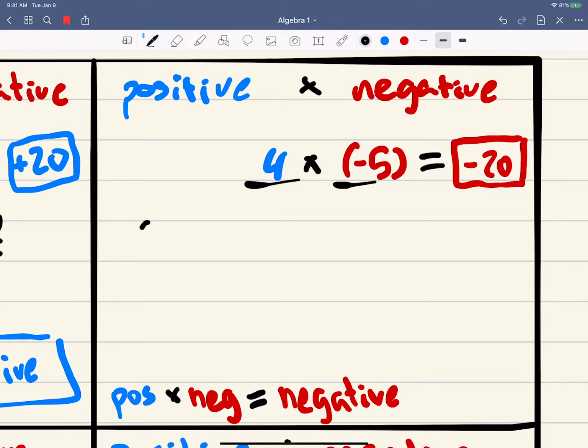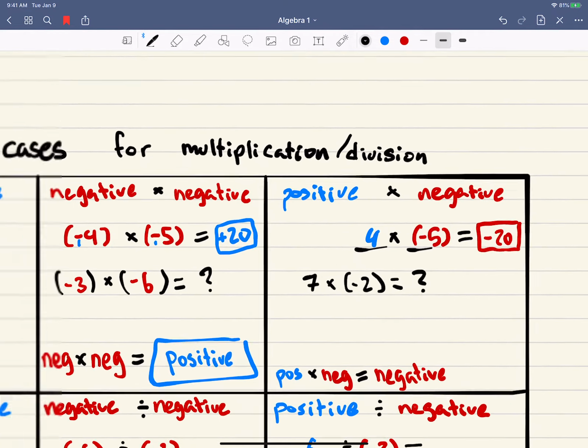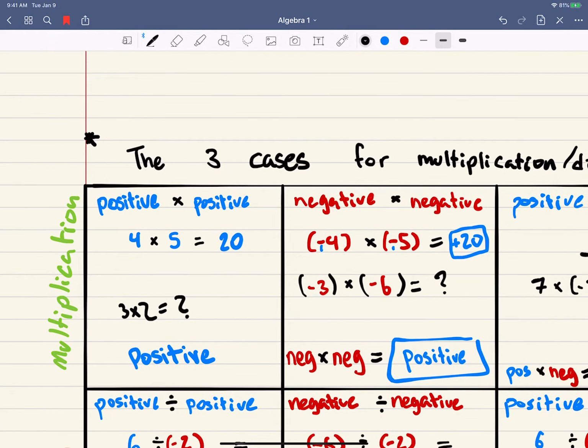So I'm going to give you a practice problem right here. The order doesn't matter. It could be negative times positive. It's the same thing. So I'm going to write it right here. We're going to have 5 times, no, we already used 5, so let's use a new number. Let's use 7 times -2. What's that going to equal? Don't yell it out loud. Write it down, and then check with your Edpuzzle. It's going to ask you a question right there.